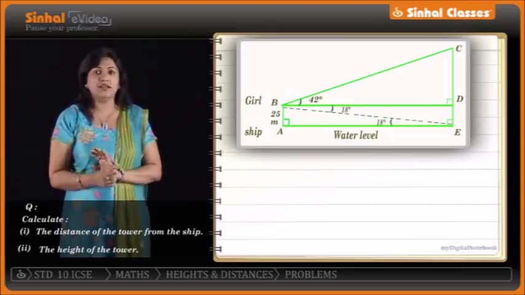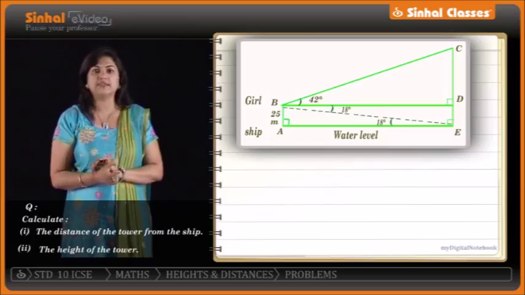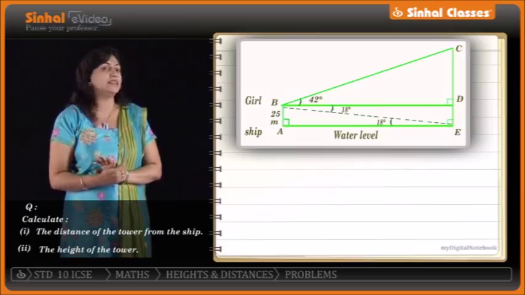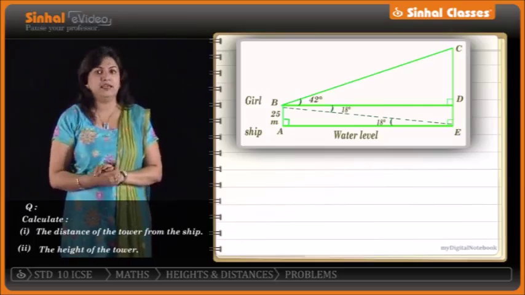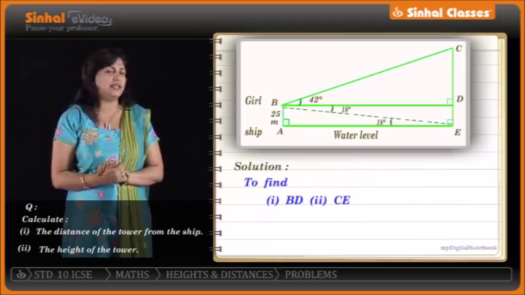We want to calculate the distance of the tower from the ship, that is the length BD, and we also want to calculate the height of the tower, that is the length of CE. That is, we want to find BD and CE.